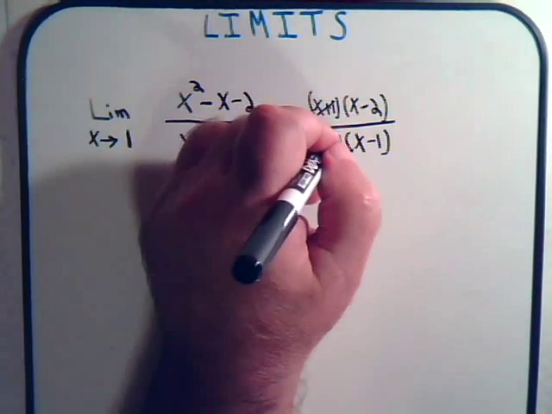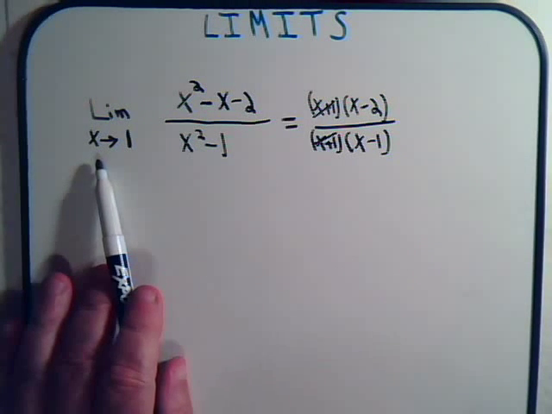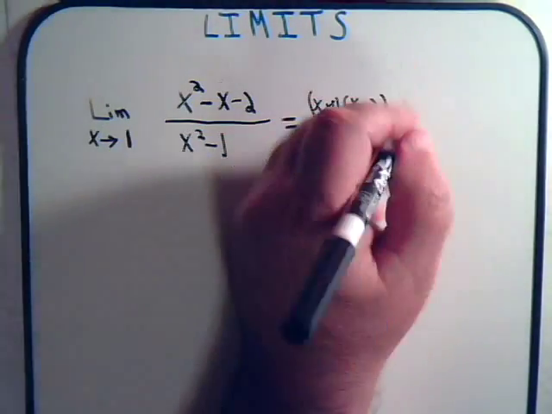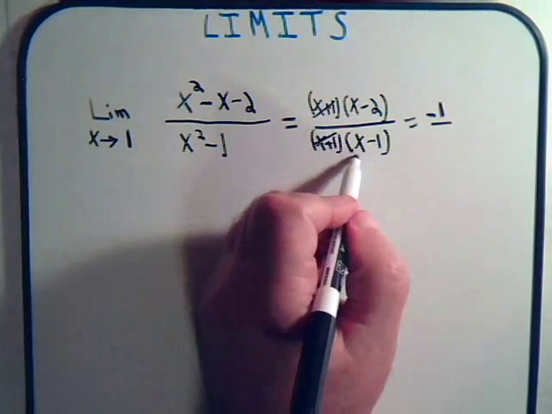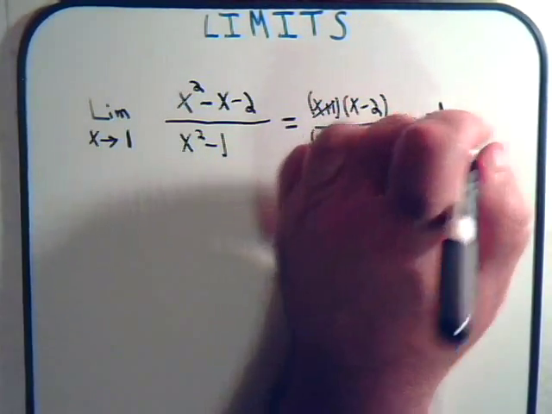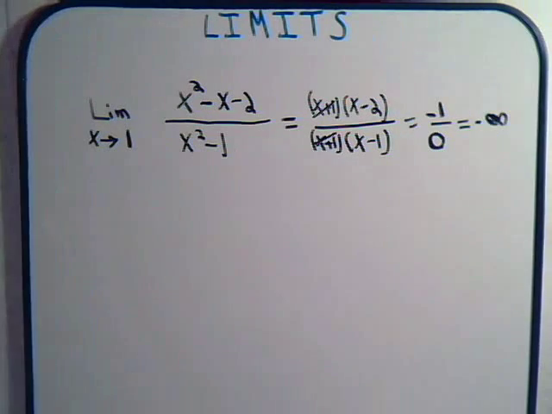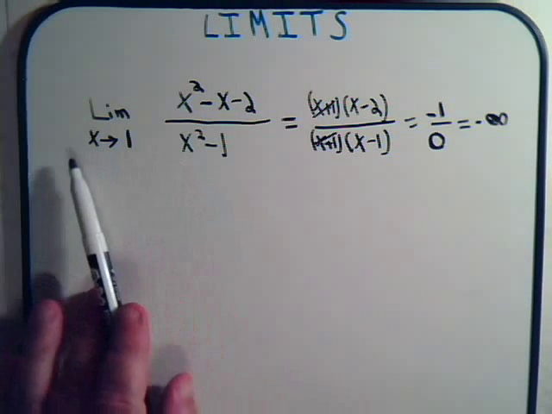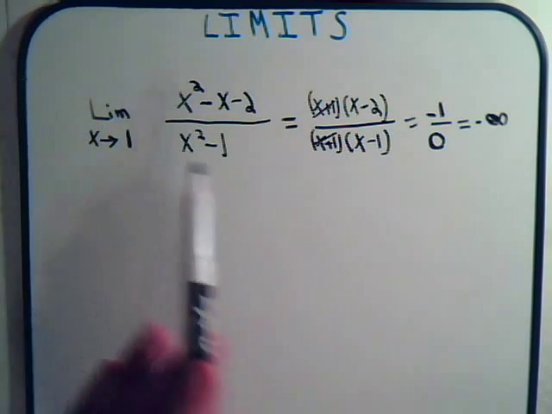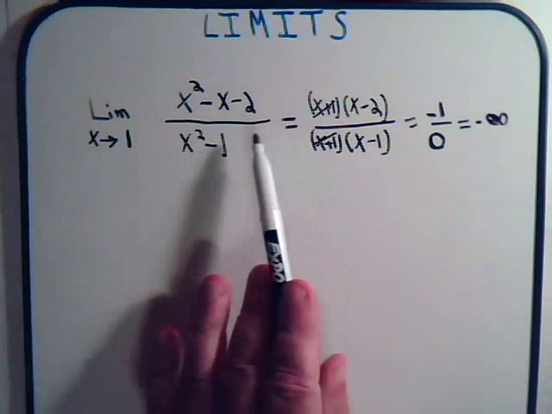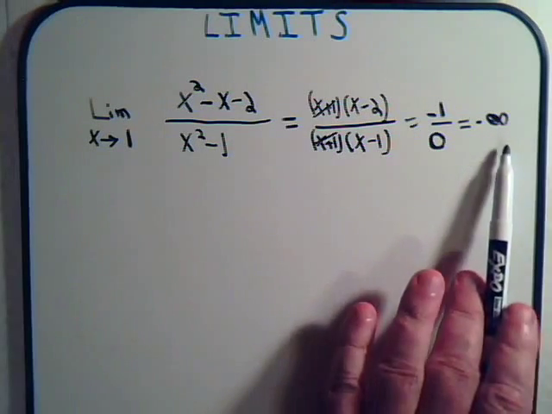And these will cancel, but now as x approaches 1, this would be 1 minus 2, so this would be negative 1 on top, but we're still getting 0 down here in the denominator, which would equal minus infinity. So the limit for this expression as x approaches 1, there isn't any. It's undefined. No matter what we do, we still end up with a 0 in the denominator. So in this case, at least for x approaching 1, this function has no defined limit.